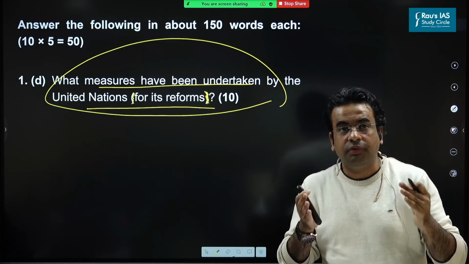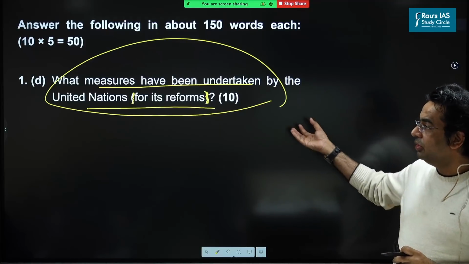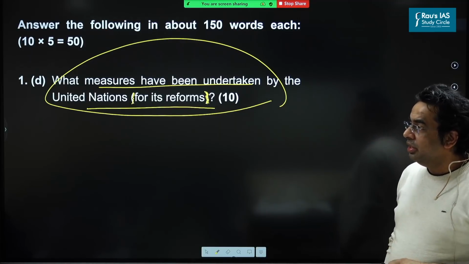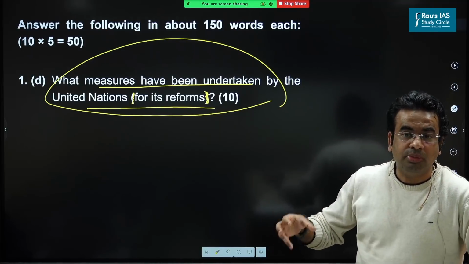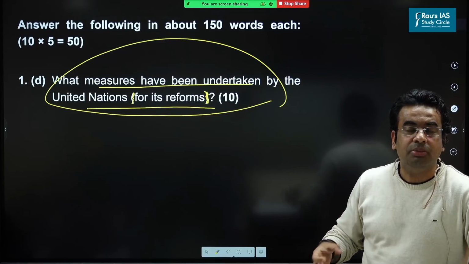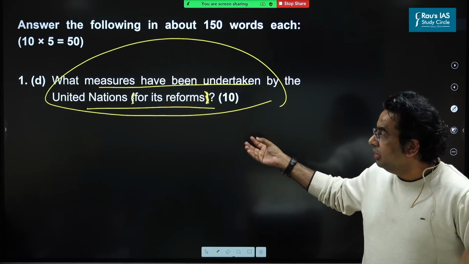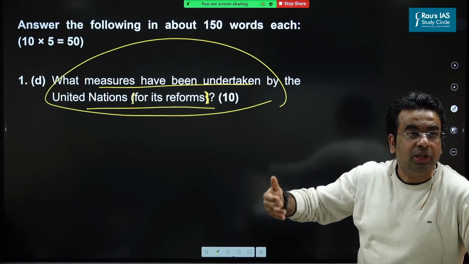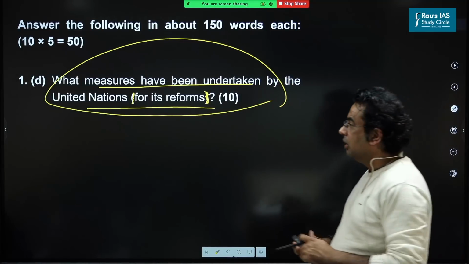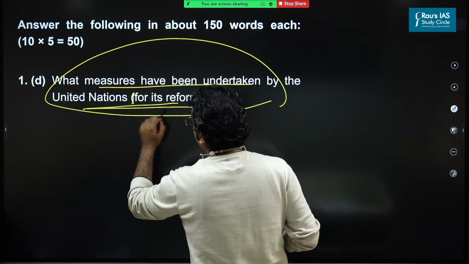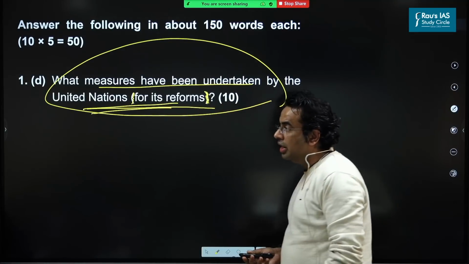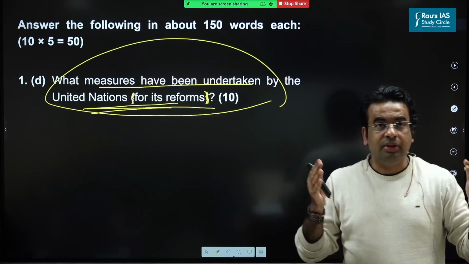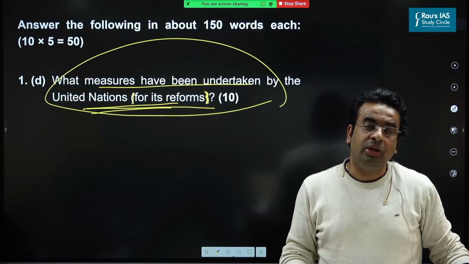A direct question from current affairs, because India is emphasizing reforms and looking for permanent membership. Many things were in the news, because the Third World is pushing forward for reforms, and especially India's stand is that this is high time to make the UN inclusive.